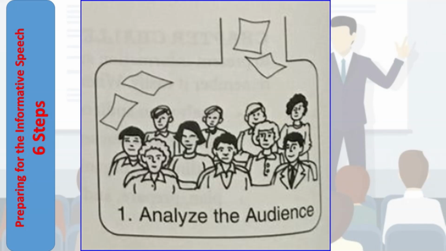Now let's take the first step, analyzing the audience. Start preparing for your informative speech by getting as much information about the audience as you can. Knowing about the audience will help you prepare a speech that is relevant and interesting to your listeners. Here is what you need to know. The age range. What's the age range of your audience?